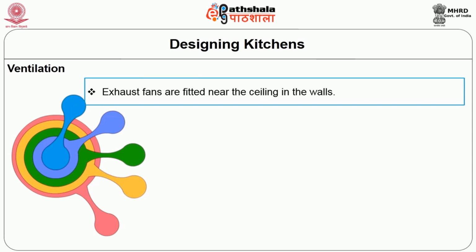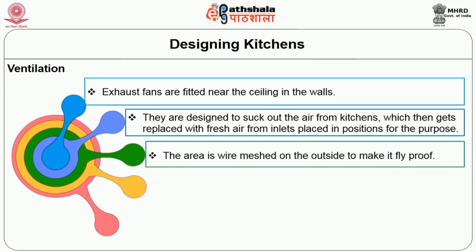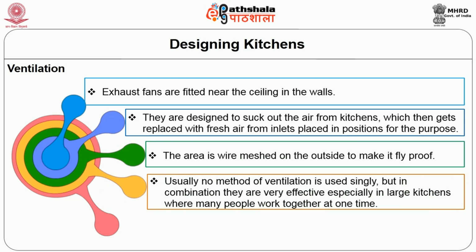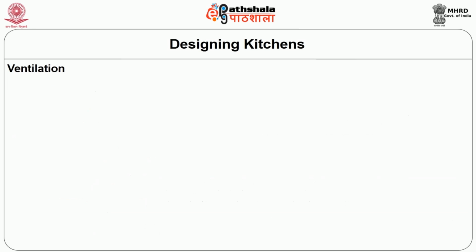The exhaust fans are fitted near the ceiling of the walls and they are designed to suck out the air from the kitchens, which then gets replaced with fresh air from the inlets placed in positions for this purpose. The area is wire meshed on the outside to make it fly proof. Usually no method of ventilation is used singly, but in combination they are very effective, especially in the large production sections where many employees work together at one time. In small kitchens, the window or ventilator in combination with any other device would be adequate.